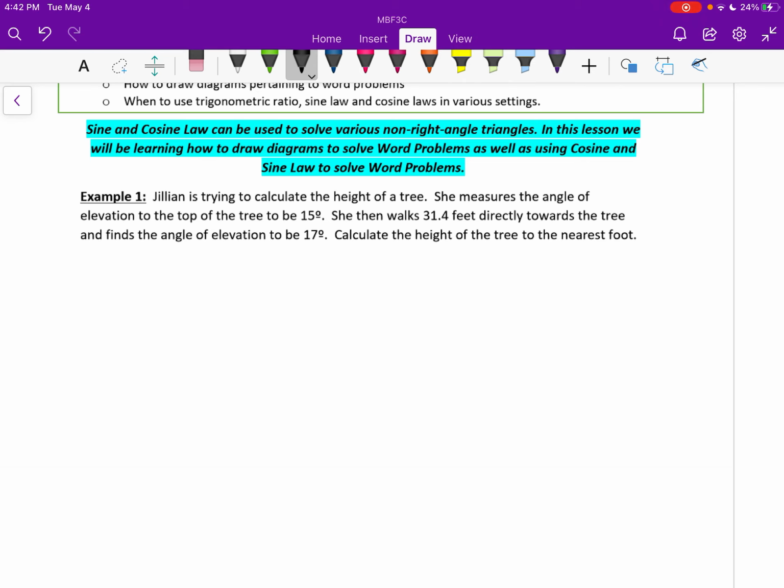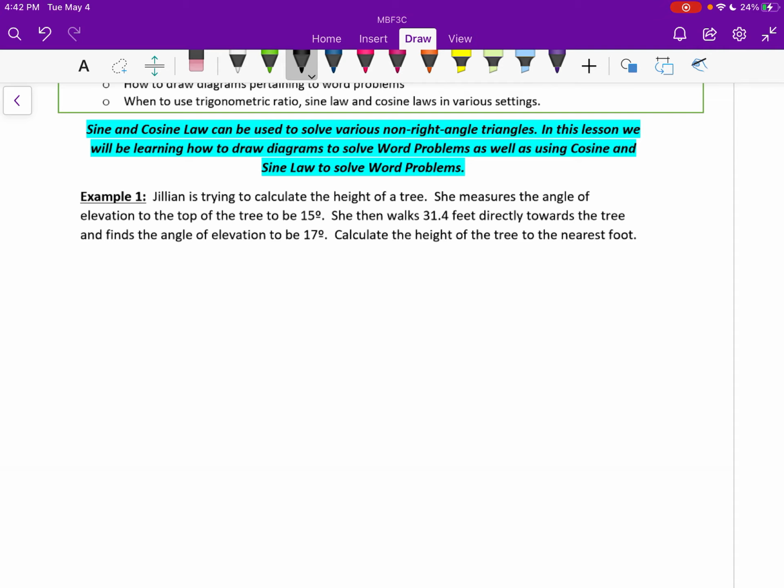It says that Jillian is trying to calculate the height of a tree. She measures the angle of elevation to the top of the tree from a certain point to be 15 degrees. Then, after she walks directly towards the tree 31.4 feet, she realizes that the angle of elevation is 17 degrees. Calculate the height of the tree to the nearest foot.